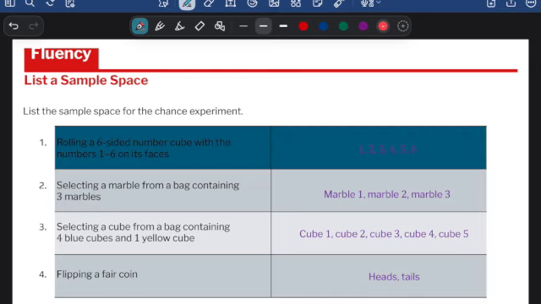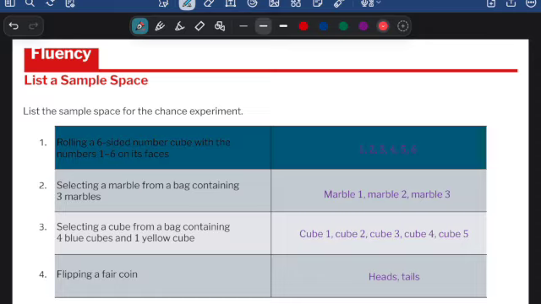For number 3, selecting a cube from a bag containing 4 blue cubes and 1 yellow cube, well, we have a total of 5 cubes in our bag. So our sample space, or the possible results we could get, would be pulling cube number 1, cube number 2, cube 3, cube 4, or cube 5. Whatever colors those cubes are would help us then determine probability. But the sample space is just each individual cube that could be pulled.